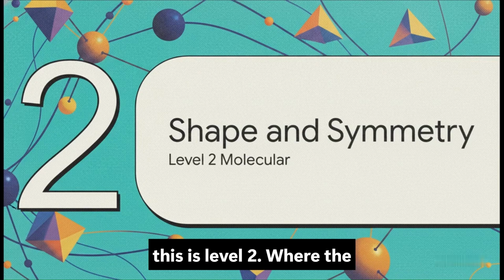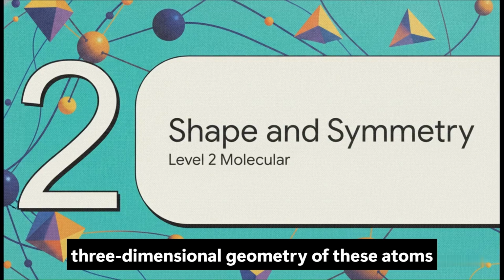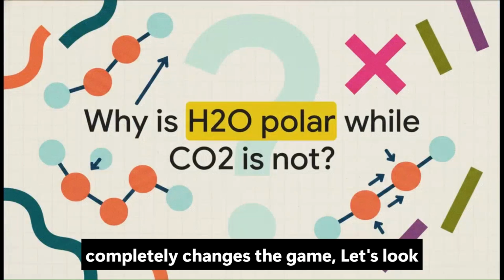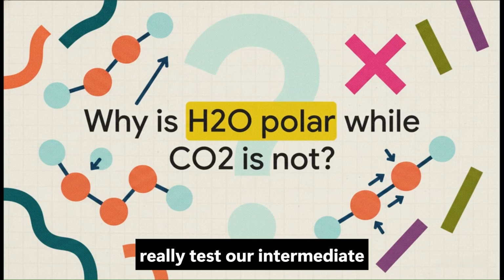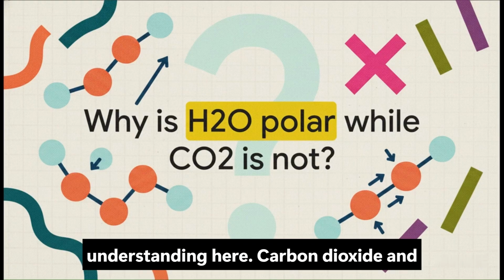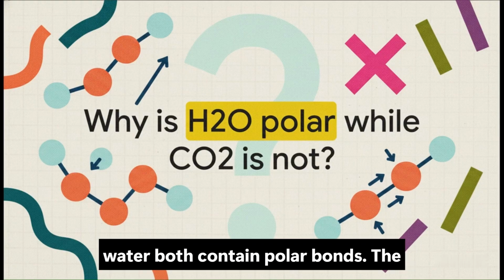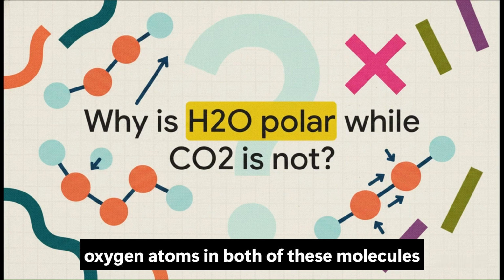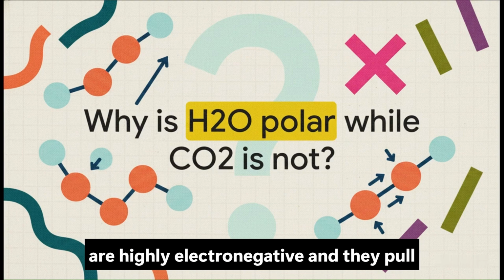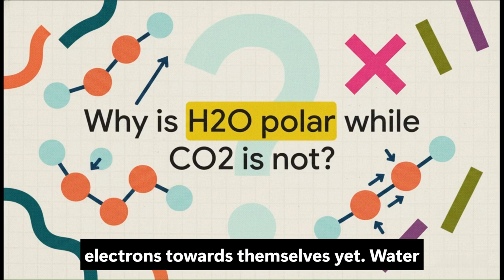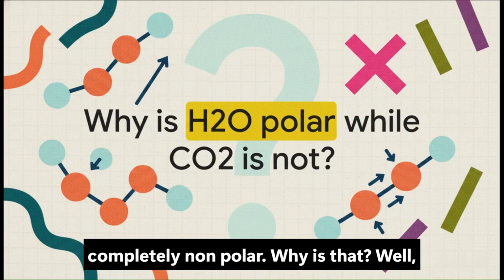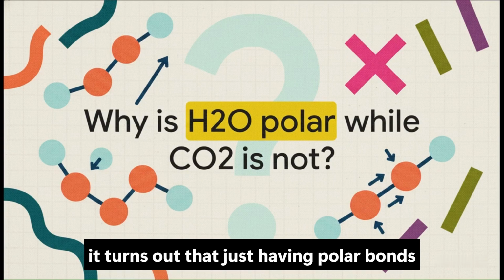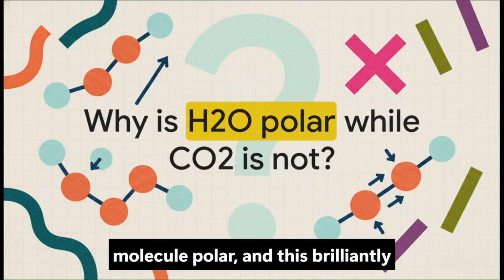Moving right along to Section 2, Molecular Shape and Symmetry. This is level 2, where the three-dimensional geometry of these atoms completely changes the game. Let's look at a classic foundational puzzle to really test our intermediate understanding here. Carbon dioxide and water both contain polar bonds. The oxygen atoms in both of these molecules are highly electronegative and they pull electrons towards themselves. Yet, water is a heavily polar molecule, while CO2 is completely non-polar. Why is that? Well, it turns out that just having polar bonds doesn't automatically make the entire molecule polar.